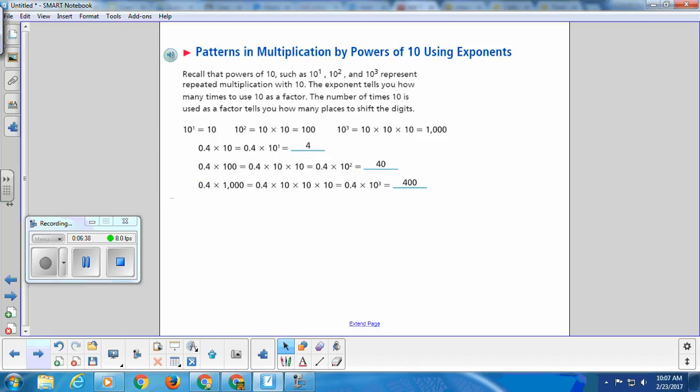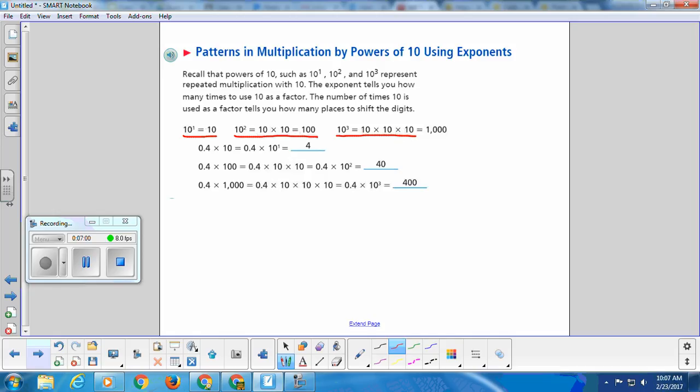These patterns, you're going to start seeing them, and it's really straightforward. But just to look at these with powers of 10. So 10 to the first power equals 10. 10 to the second power is 10 times 10. That's 100. 10 to the third power is 10 times 10 times 10.